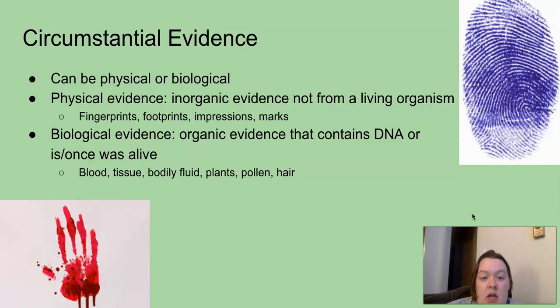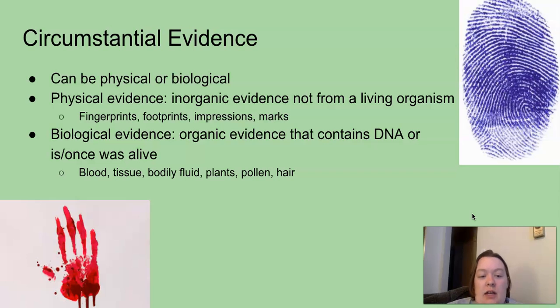Physical evidence could be evidence not directly from a living organism. So fingerprints, footprints, impressions, marks. That's physical evidence. So for instance, they find a footprint at a crime scene, you have the same type of shoe. Circumstantial. It's physical because it's not from a living organism. It itself is not alive. So a fingerprint is not living. It's just something that came from what was living, so it is physical.